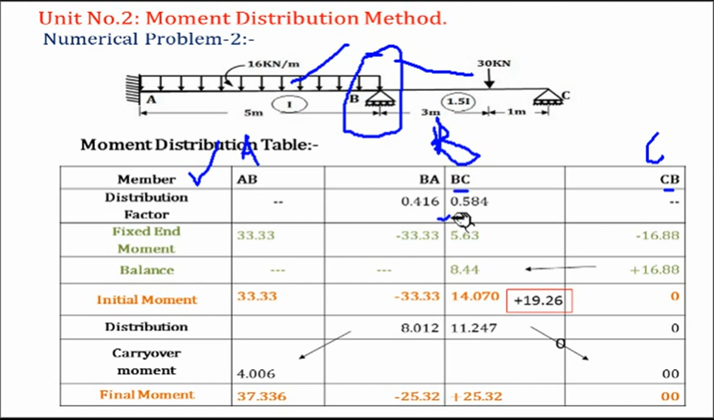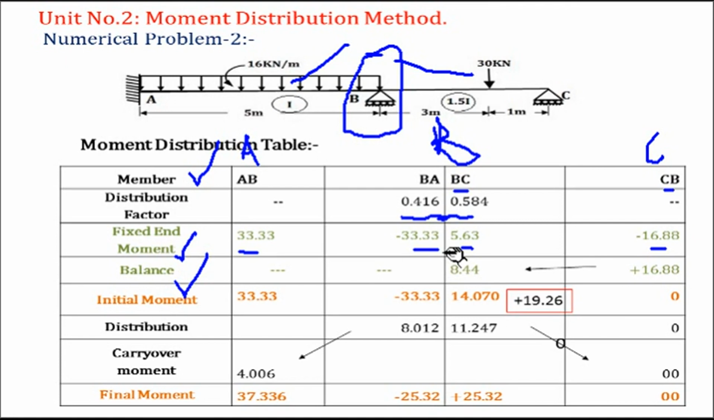Now write down their distribution factor. Distribution factor 0.416 and 0.584. Now write down fixed end moment. Fixed end moment 33.33, then minus 33.33, 5.63, and last one minus 16.88. Now balance moment. Now you have to balance.